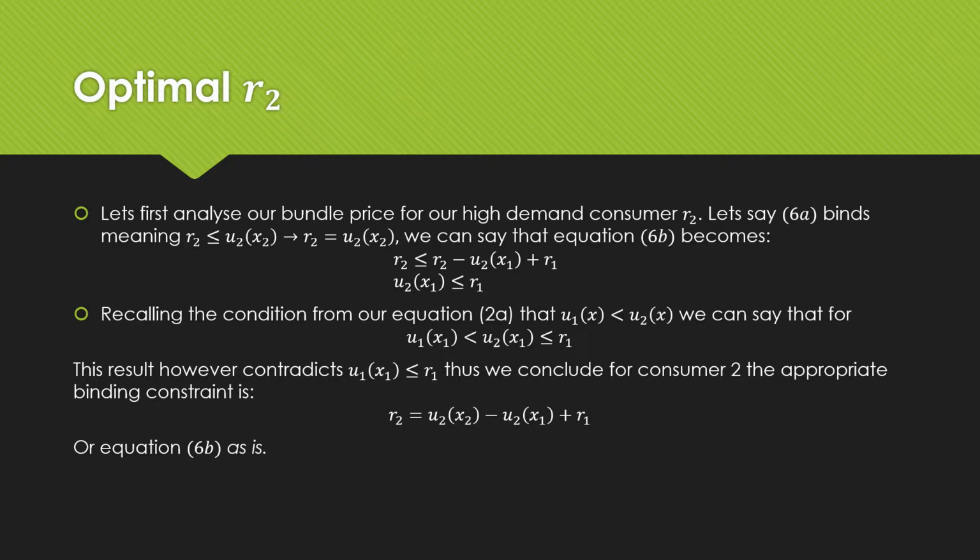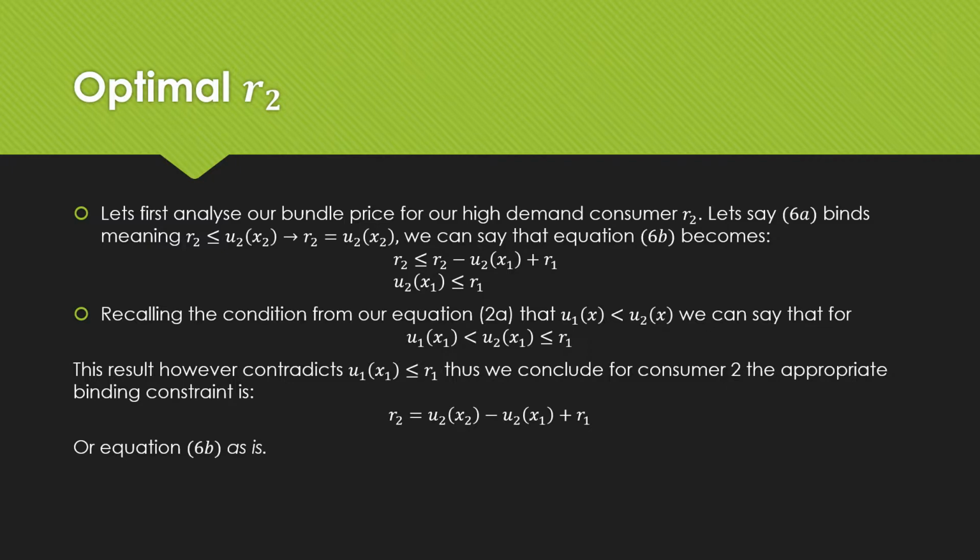And we end up having this result over here. So recalling our condition from 2a, where our consumer 2 must have more utility from every good x, we have to say the following from the above result. So u1 x1 is going to be less than u2 x1, meaning that it's going to be greater than that, and that is going to be less than or equal to R1.